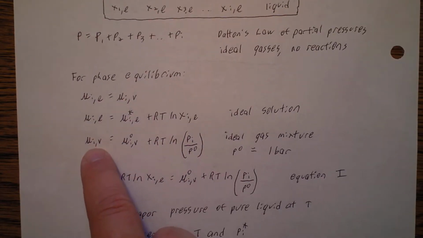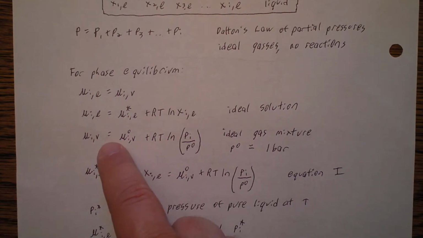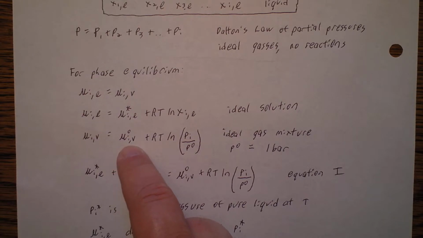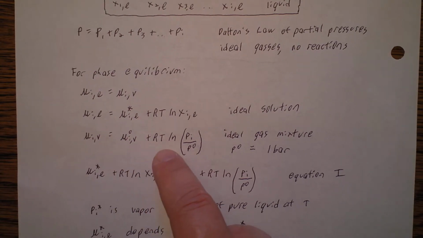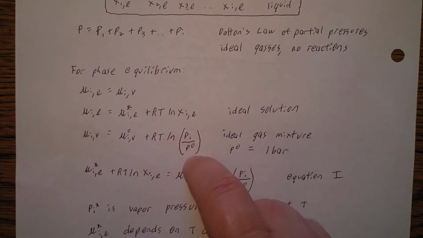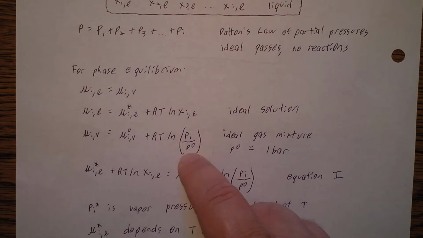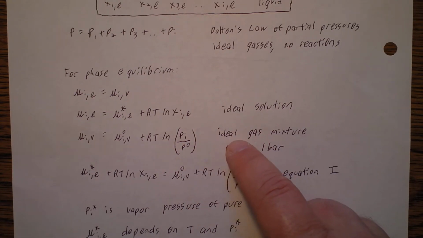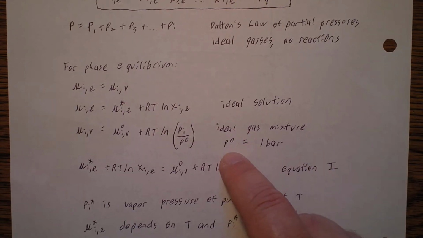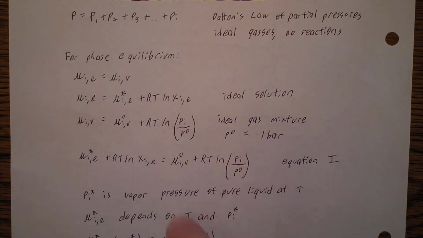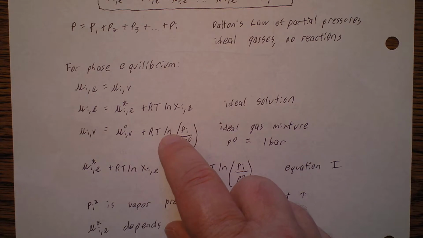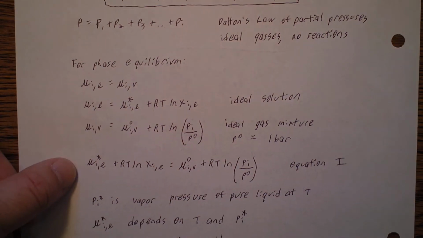Now the chemical potential of I in the vapor form is equal to the chemical potential of I in the vapor form in the standard state plus RT times the natural log of the partial pressure of substance I divided by the pressure of the standard state. That's P naught, capital P superscript naught. Remember, this is for an ideal gas mixture, and P naught is 1 bar. So this is a dimensionless quantity, so you can take the natural log of it.